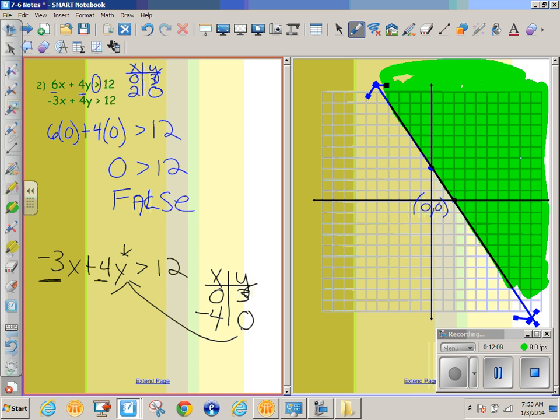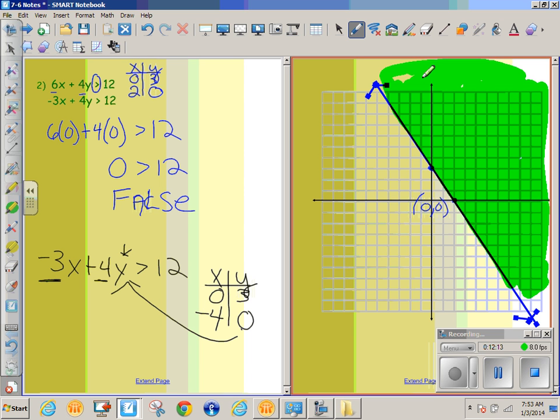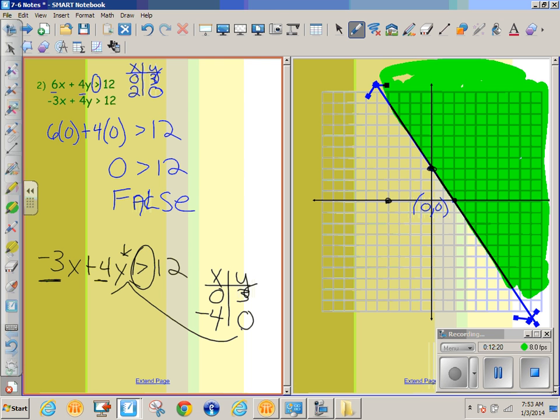Now I'm going to graph. So (0, 3), looks like they share the same point here. (0, 3), and then (negative 4, 0), 1, 2, 3, 4. I have to determine solid or broken based on the inequality sign. That would be a broken line.